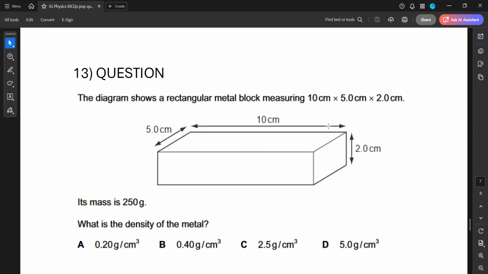What is the density of the metal? How to work out a density? Mass over volume. Mass is 250 and the volume is 5 multiplied by 10 multiplied by 2.